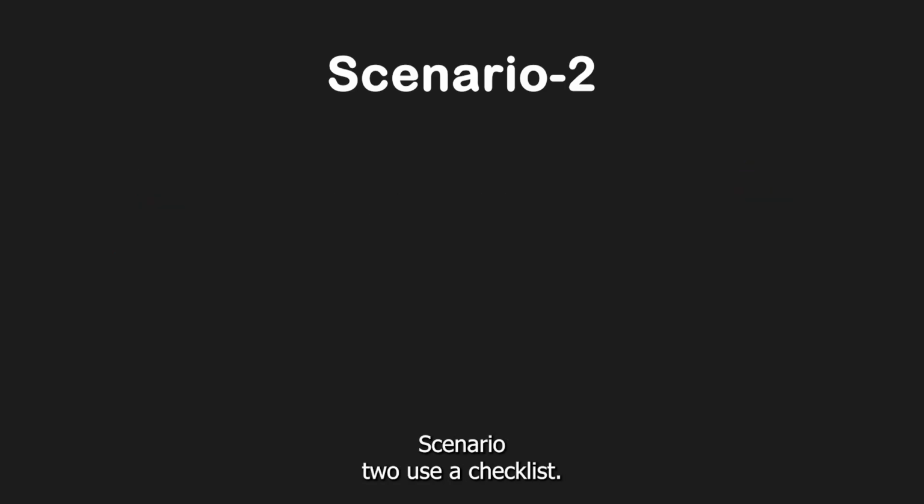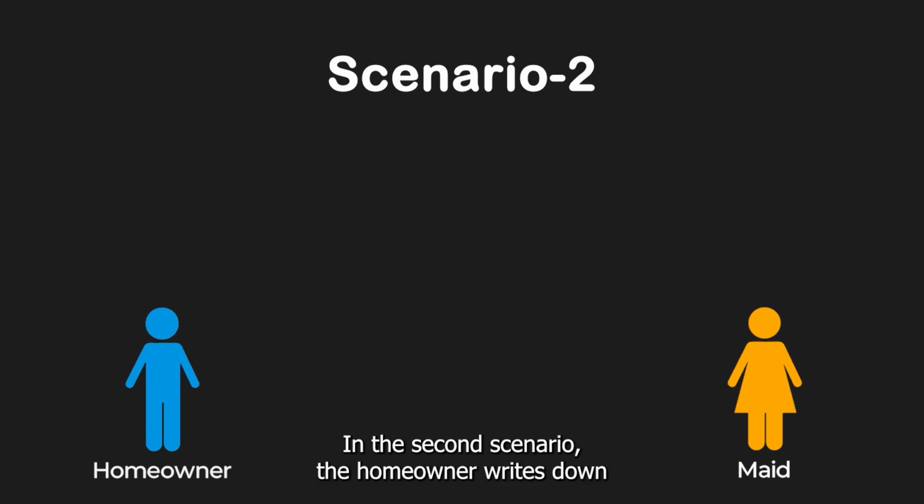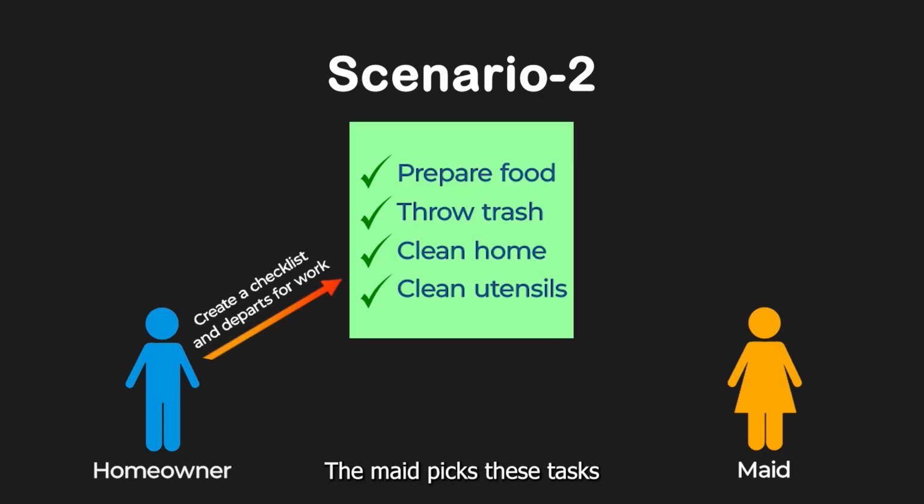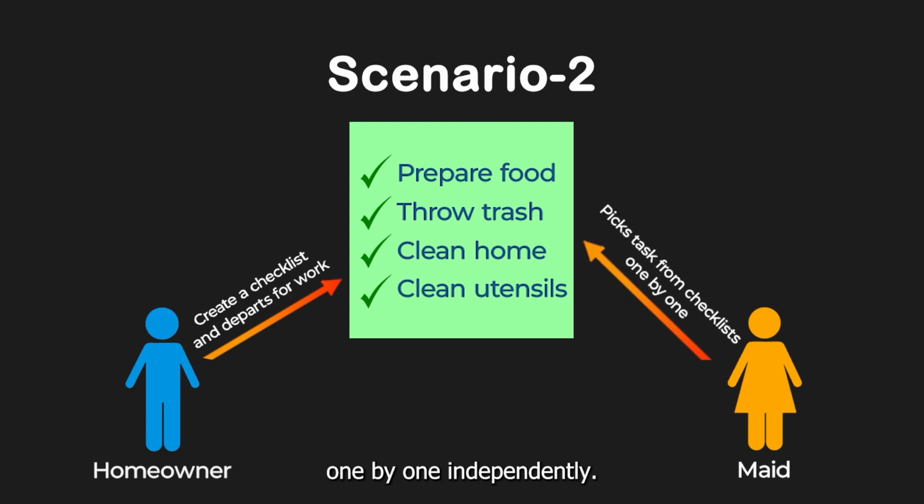Scenario 2. Use a checklist. In the second scenario, the homeowner writes down all the tasks on a checklist and then leaves for work. The maid picks these tasks from the checklist and completes them one by one independently. This is much more efficient because the homeowner can leave for work on time while the maid continues to work through the task at her own pace.